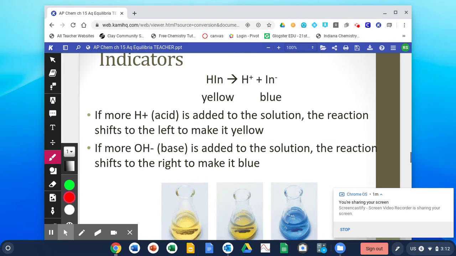A lot of times we use HIn. A lot of indicators are acidic, and that's exactly how we're going to treat them, as like a weak acid. And so that's why we're symbolizing them as HIn. And so that is just a generic way of showing an indicator.